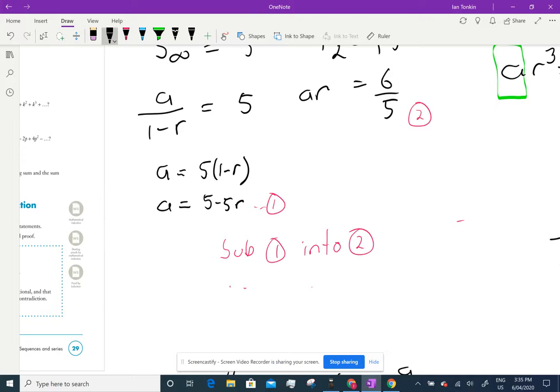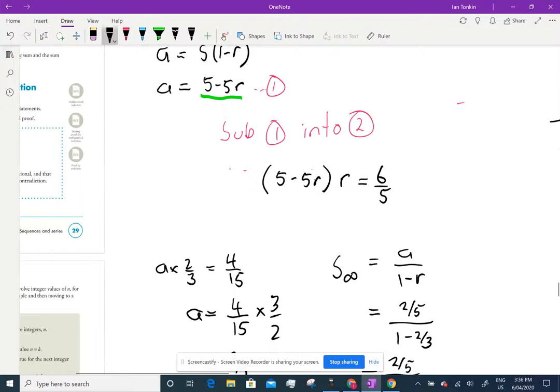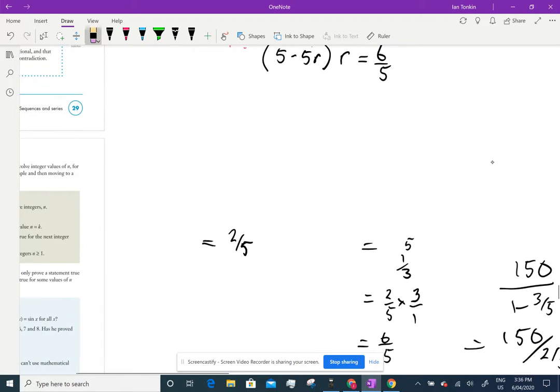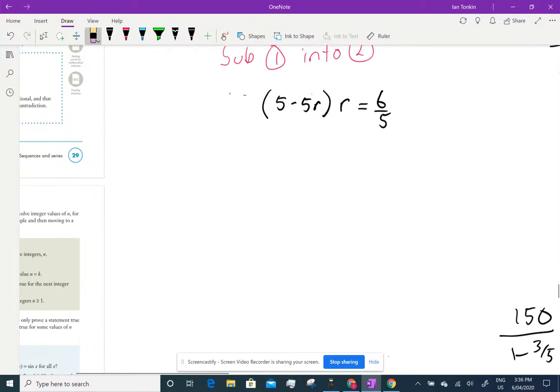And I'm going to get, so I'm going to put this where the A is. So I'm going to get, in brackets, 5 minus 5R times R equals 6 on 5. And all of a sudden you're thinking to yourself, oh, I'm going to get a quadratic. Yes, you are. That's okay. You're not worried about quadratics. You know how to solve them. So immediately you're going, 2 answers here.